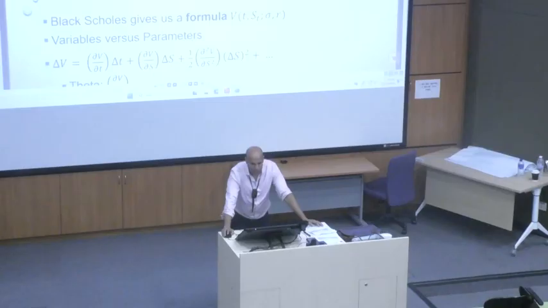Now, here's the thing. We need to distinguish between variables and parameters. The pricing formula, if you look at it, every symbol on there is a number. But not all numbers are the same. Some of them are variables and some of them are parameters. You need to be able to understand the difference. What are the variables?